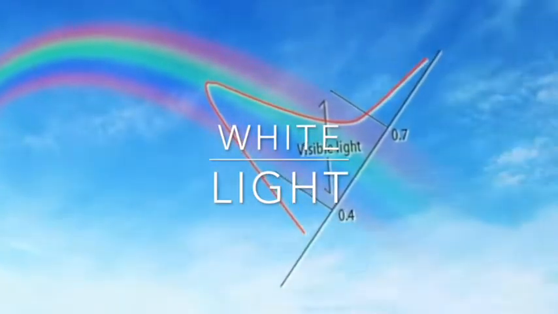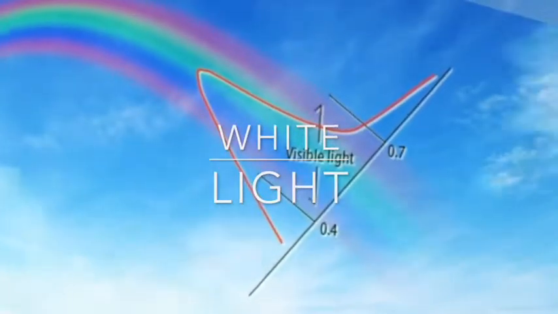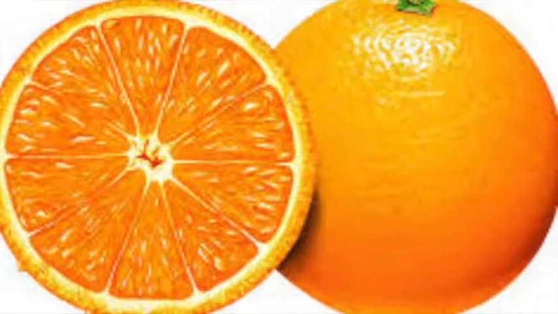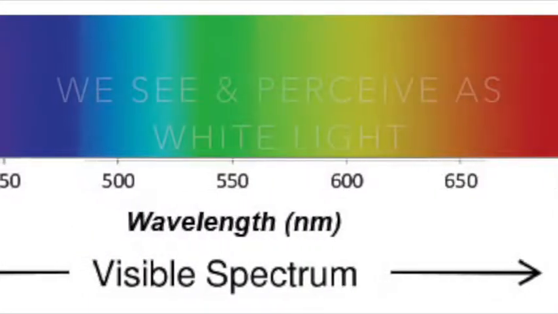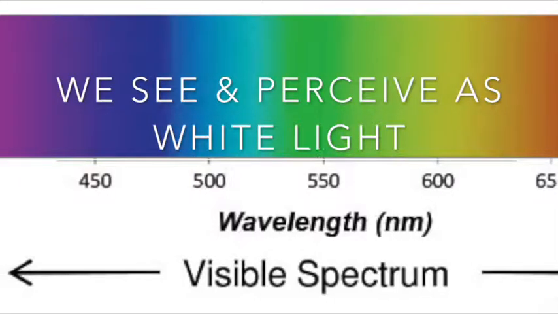It starts with knowing that white light is really a combination of a bunch of different lights. Roy G. Biv: red, orange, yellow, green, blue, indigo, and violet. All of those colors make up the visible light that we see and perceive as white light.